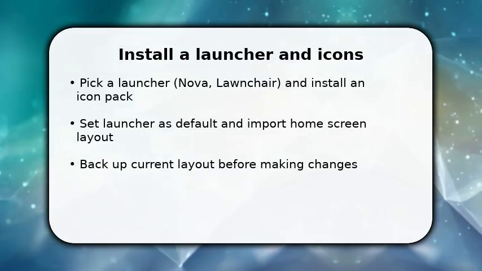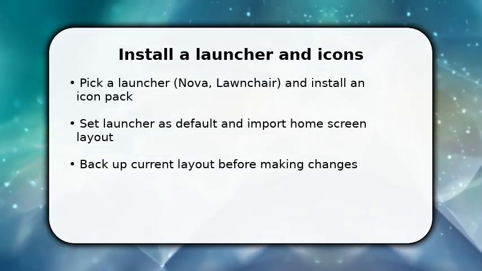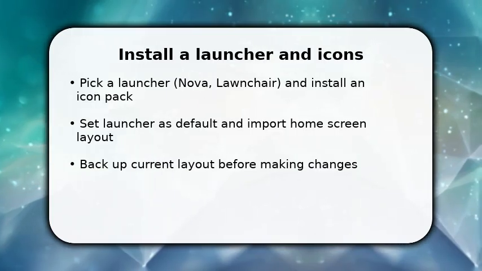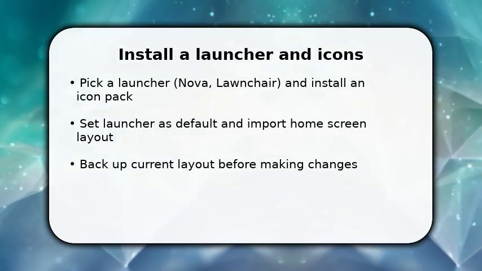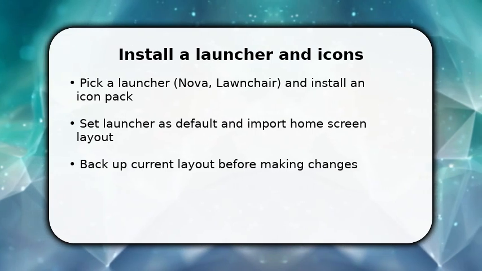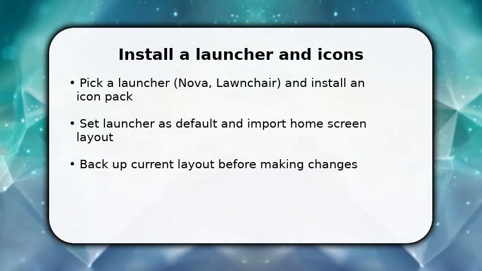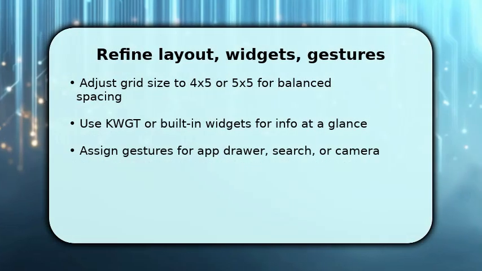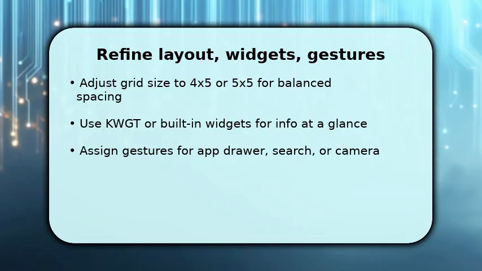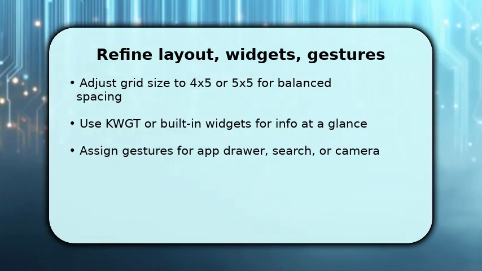Prioritize 3-5 frequently used apps and a folder for essentials. Make sure to create a backup of your launcher settings before continuing so you can revert if something goes wrong. Now you refine the middle layers. Change the grid to a balanced size, hide labels, and resize widgets to reduce visual clutter.